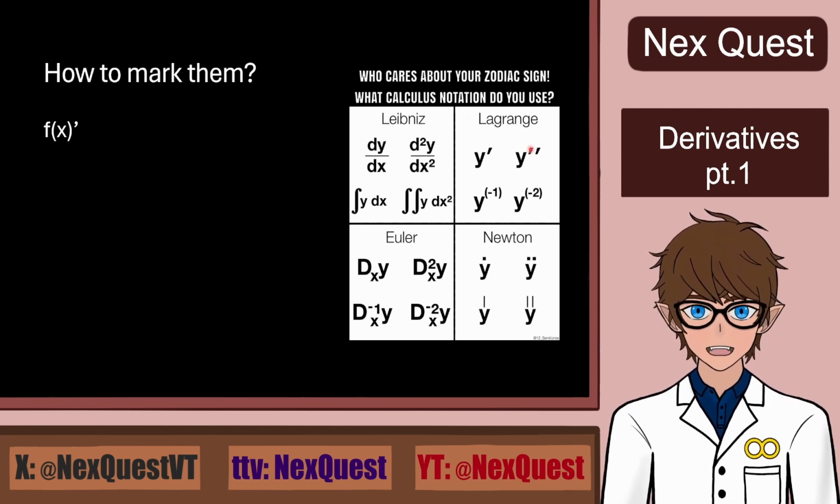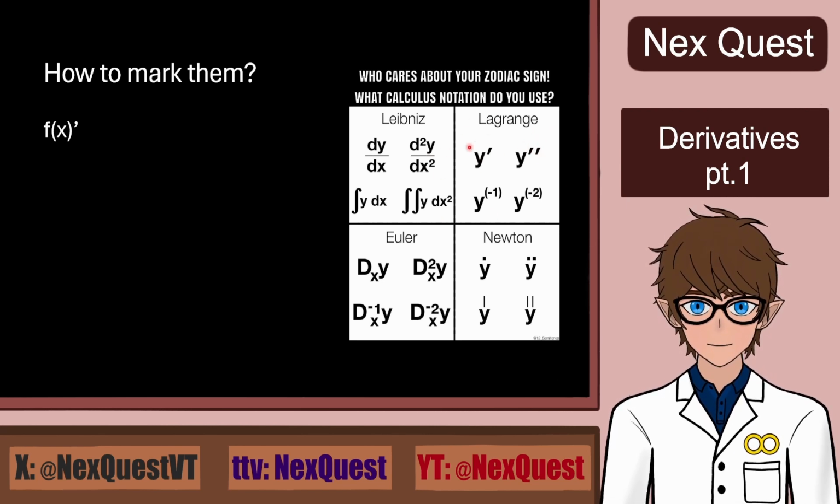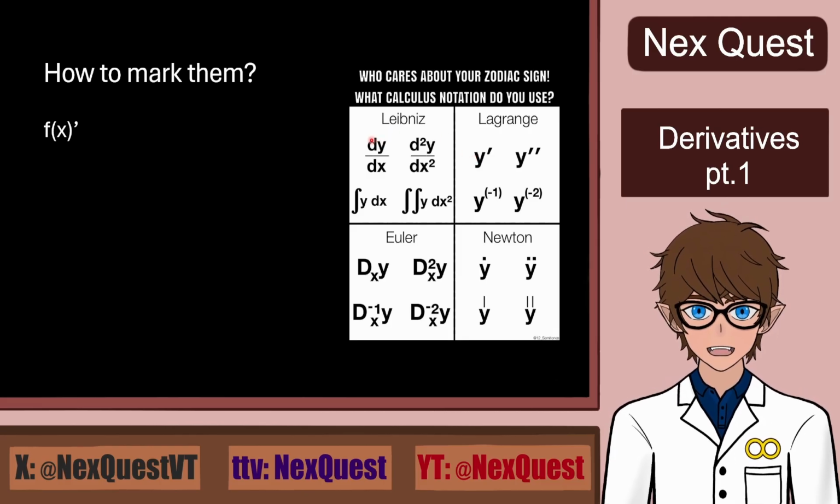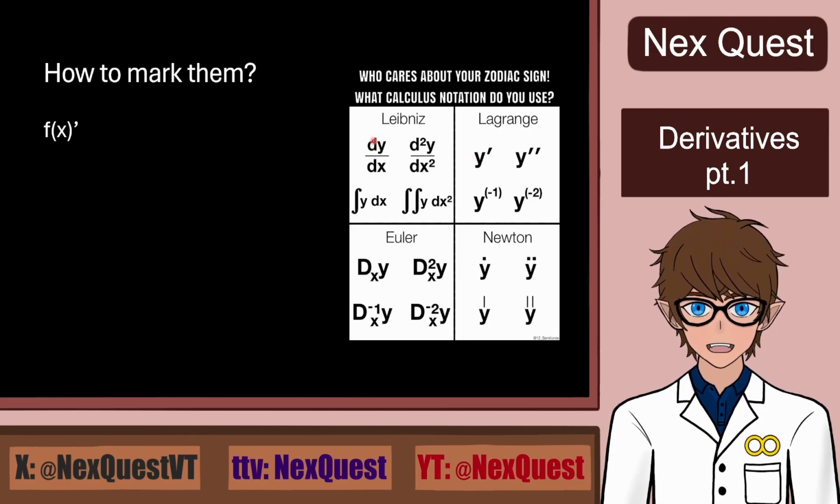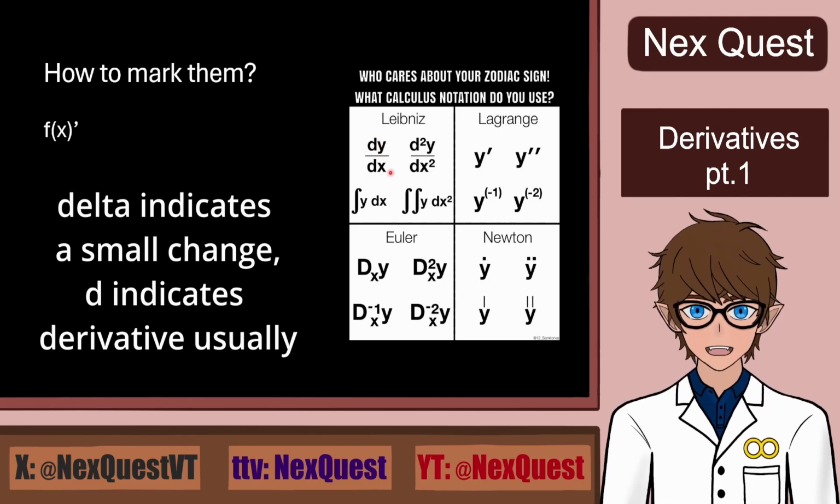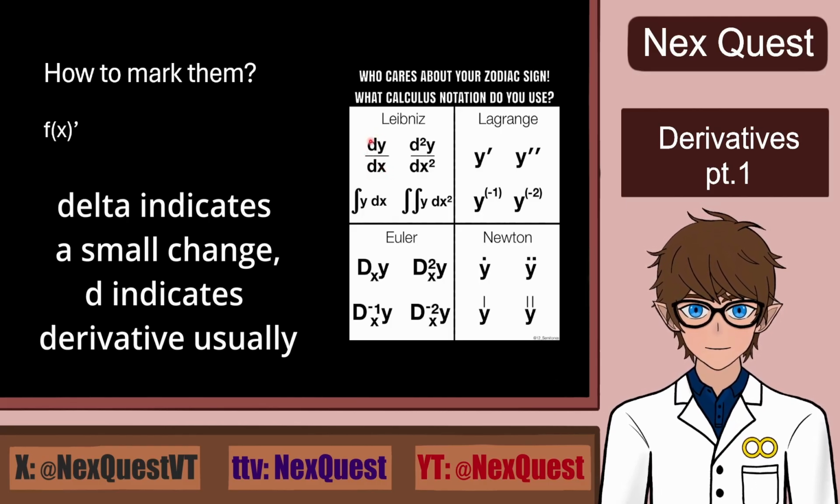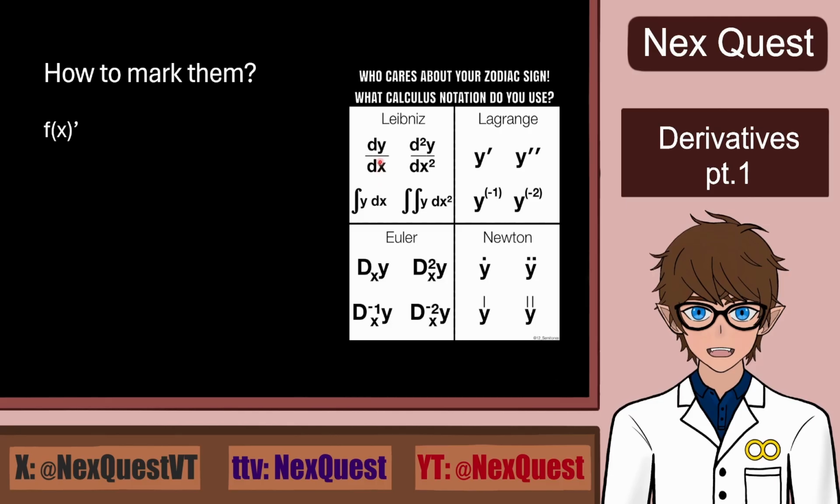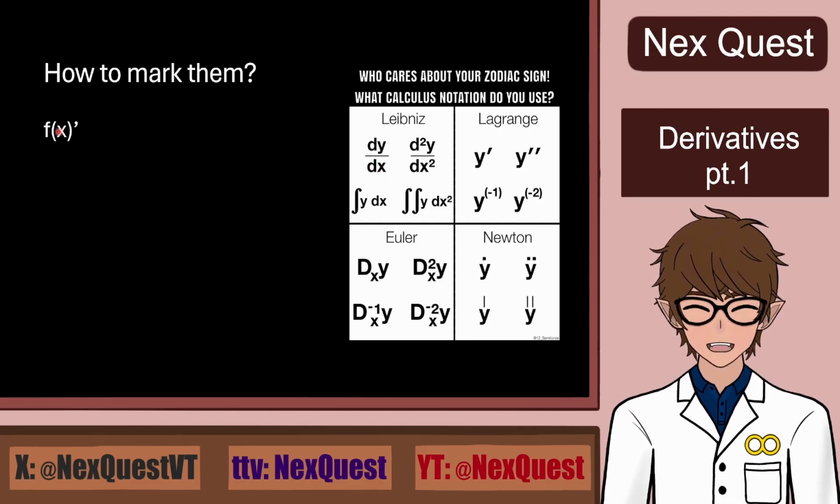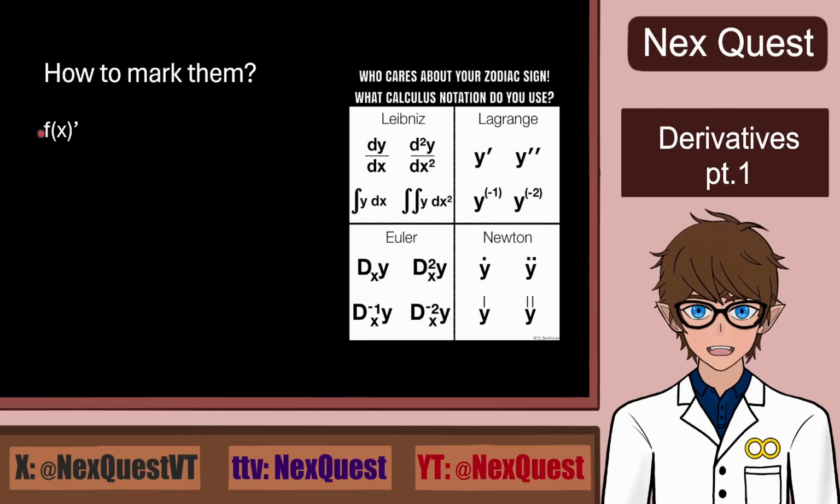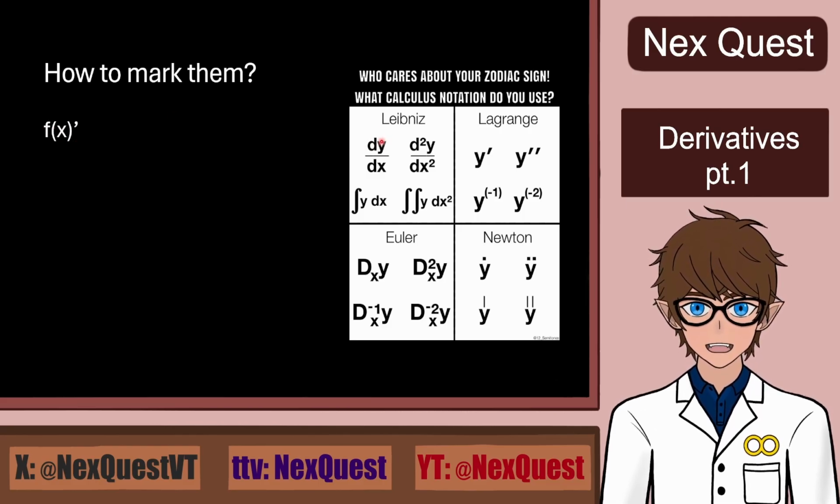So the Lagrange one has prime on top of the function, while Leibniz has d, or like delta. So delta of the function over delta of x. So the change of the function with respect to the change of the variable that the function is dependent on. So here, if we change x, the function value changes. The result of the function changes. So the change of the function dependent on the change of the variable, kind of like this.